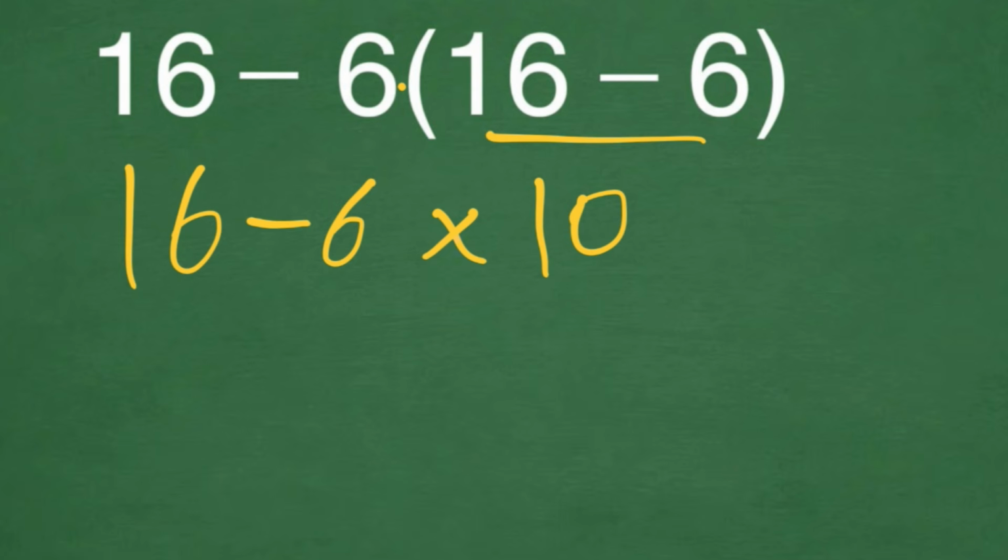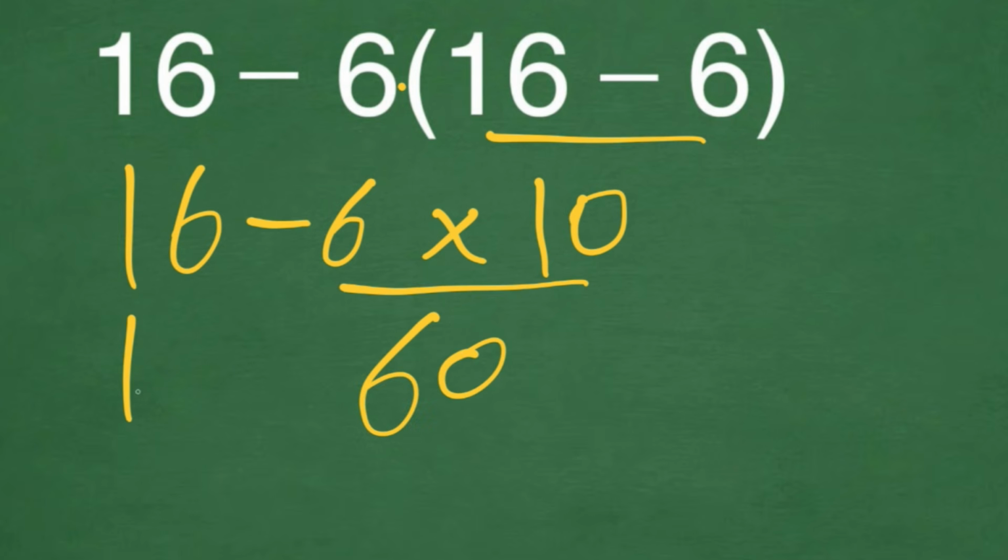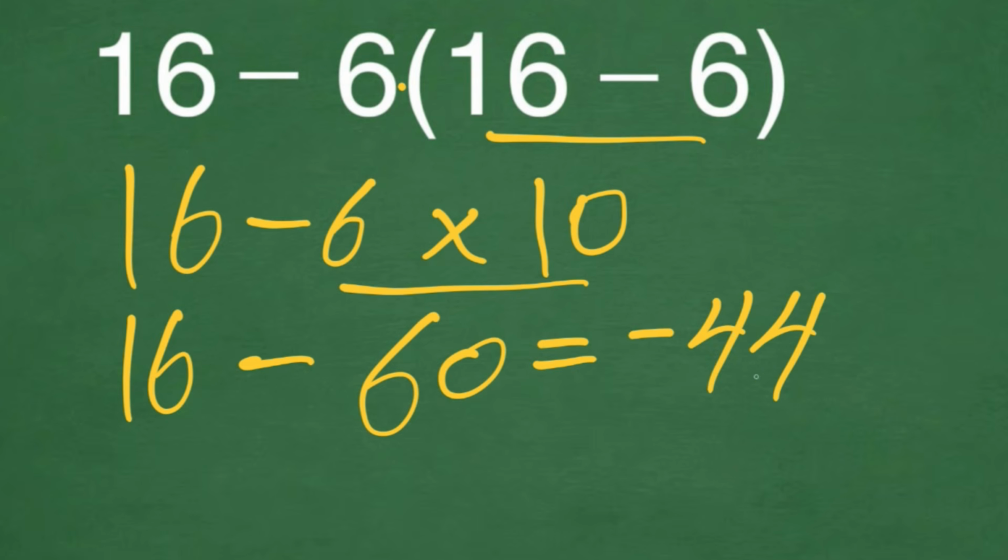So now we have one multiplication and one subtraction. Of course, we have to do the multiplication in order to arrive at the correct, consistent answer, right? So 6 times 10 is 60. And 16 minus 60 is equal to negative 44. So the final answer to this question is negative 44.